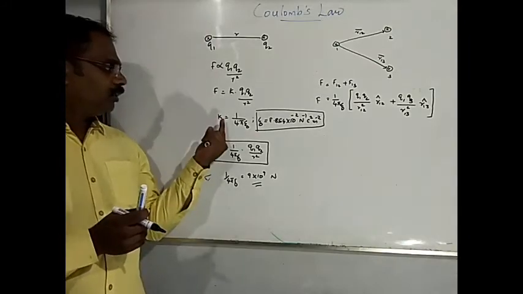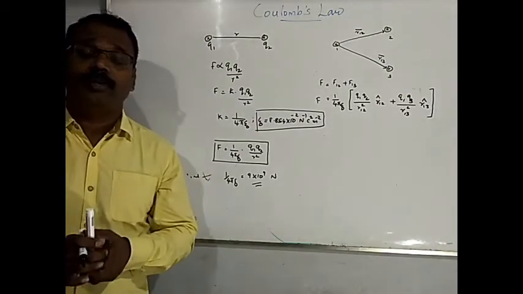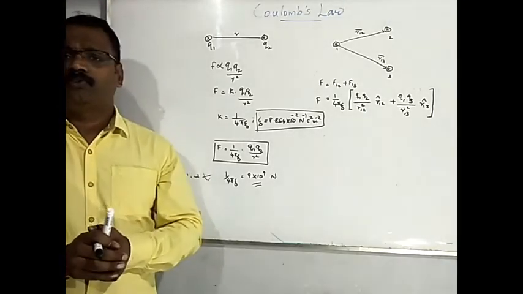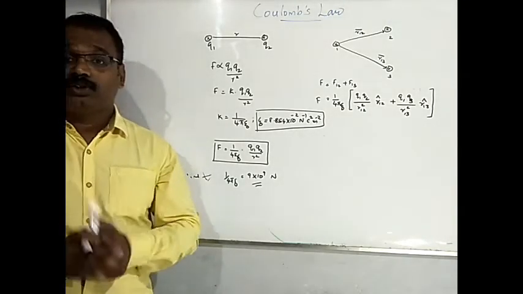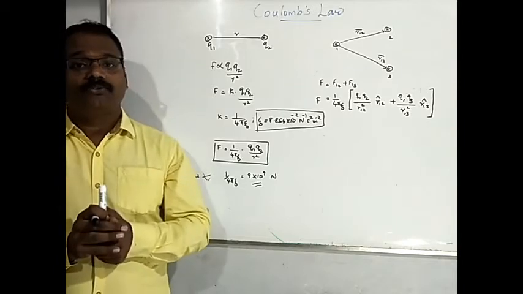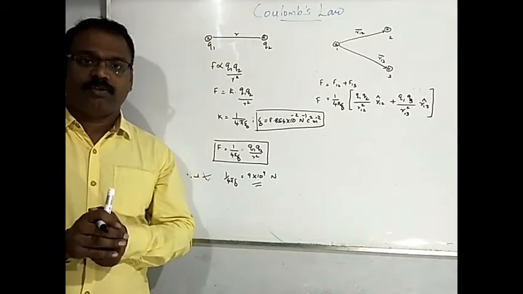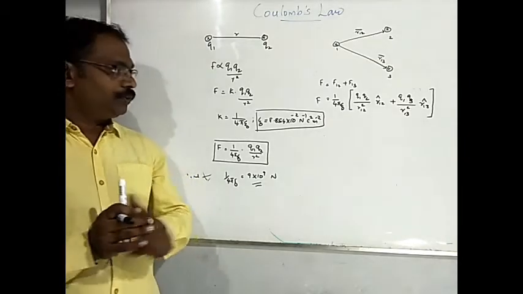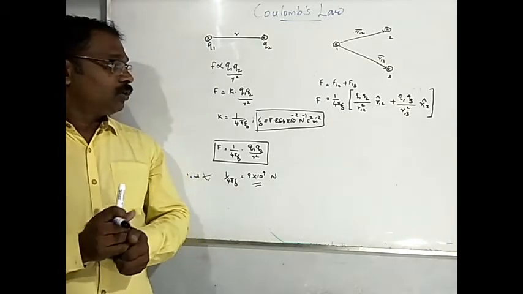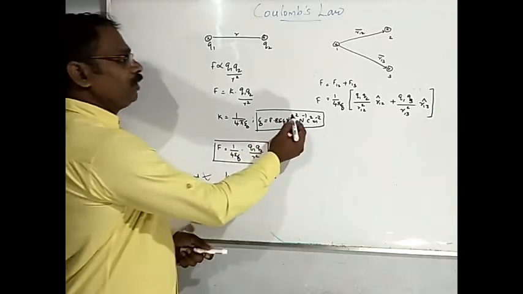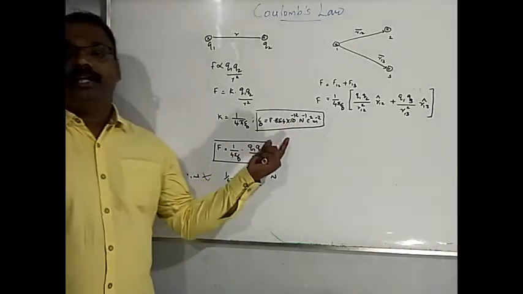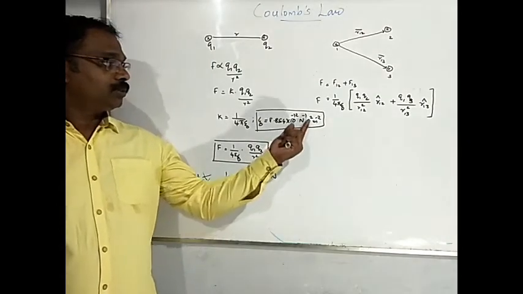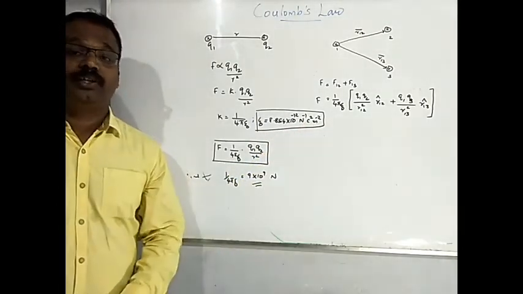We know the value k is equal to 1 by 4 pi epsilon 0, where pi is equal to 3.14, and epsilon 0 is known as the permittivity of free space. It has a constant value of 8.854 into 10 raised to minus 12 Newton raised to minus 1 Coulomb square meter raised to minus 1. So this is the value for epsilon 0: 8.854 into 10 raised to minus 12 Coulomb square Newton raised to minus 1 meter raised to minus 1.